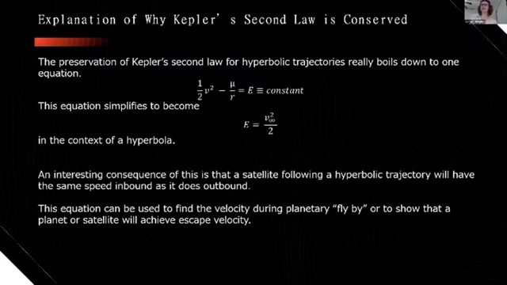So if you can imagine the bottom of the hyperbola is like a vertex. If you go the same distance on each side of that vertex, then the planet will be traveling at the same speed. I just thought that was cool. And then this equation is used to sometimes find the velocity of something while it's flying by.